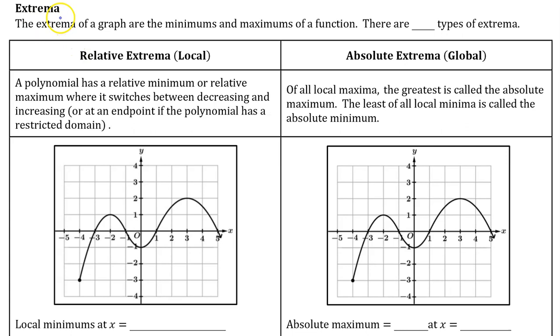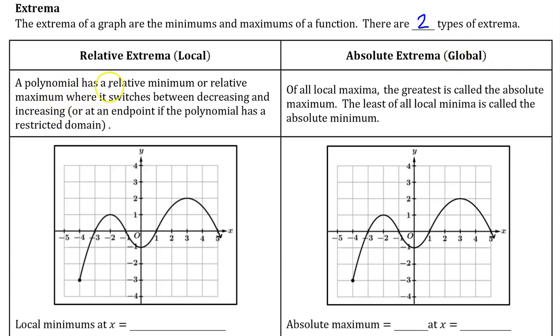Now let's talk about extrema. The extrema of a graph are the minimums and maximums of a function, or we really should say the minima and maxima of a function. The plural of minimum is minima. There are 2 types of extrema. There are relative extrema versus absolute extrema. Relative extrema are also called local extrema, and absolute extrema are also called global extrema.